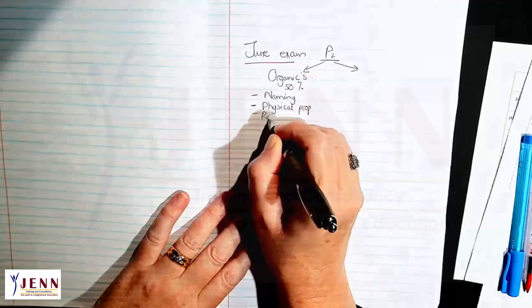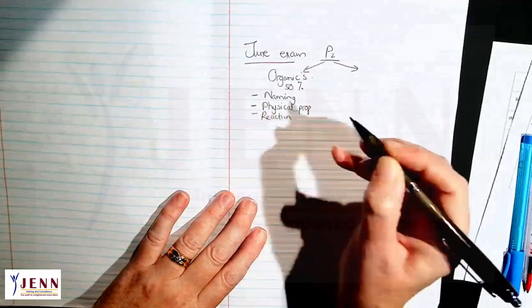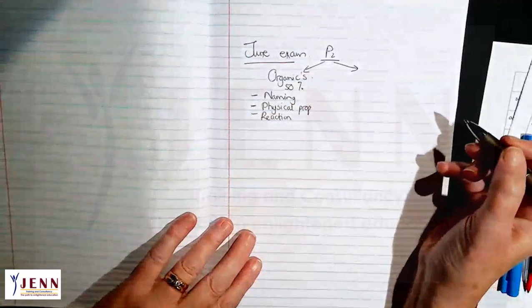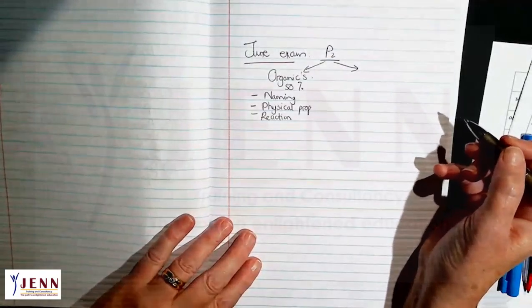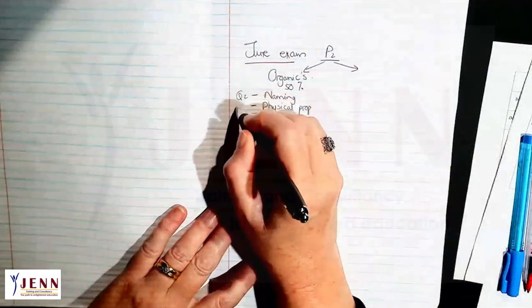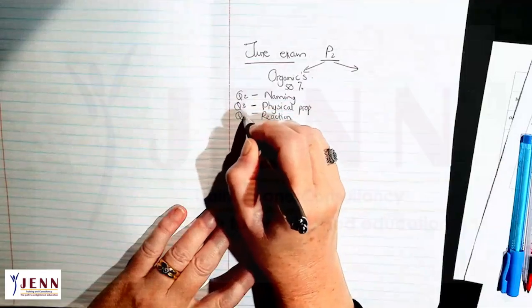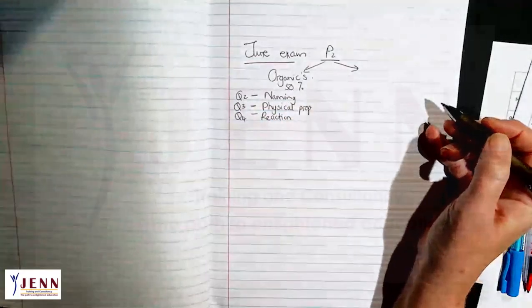And it is the reactions. Now, usually that is question number 2, 3, and 4. So usually that's question 2, question 3, and question 4. That is half of the paper.